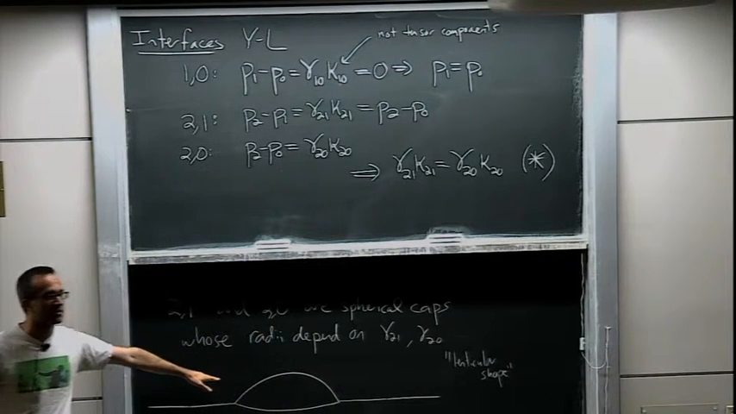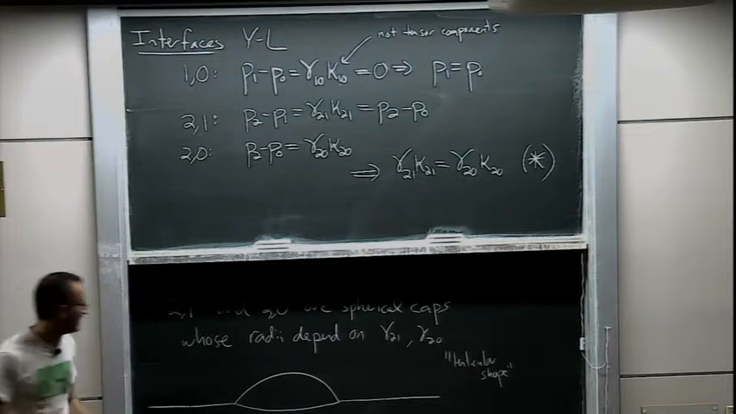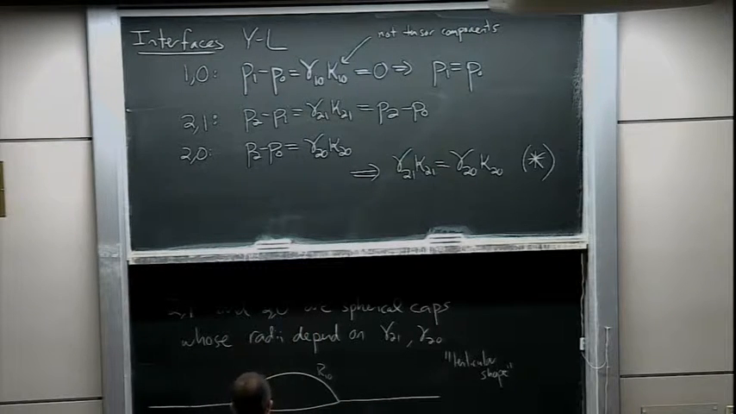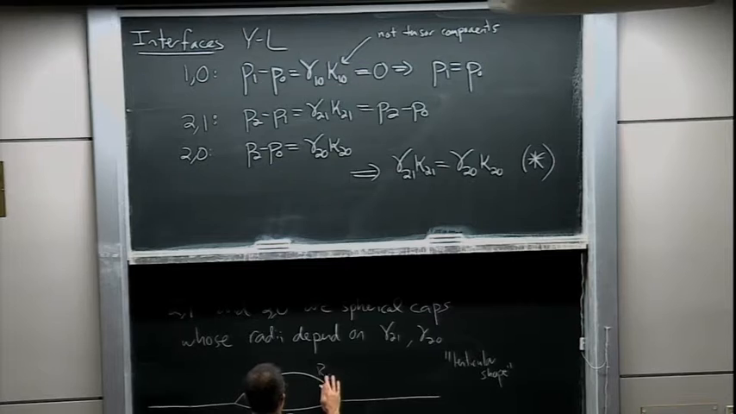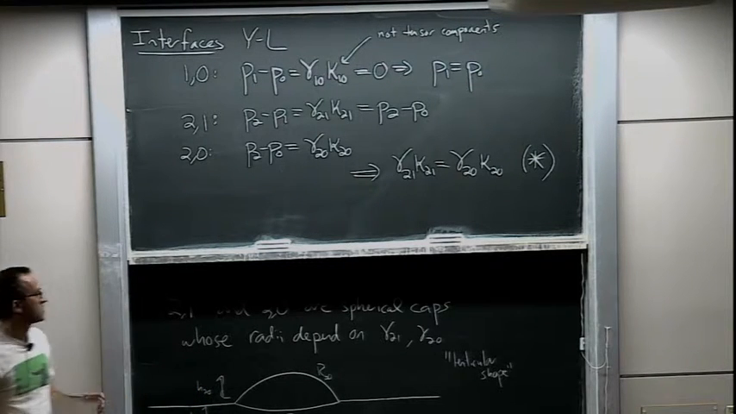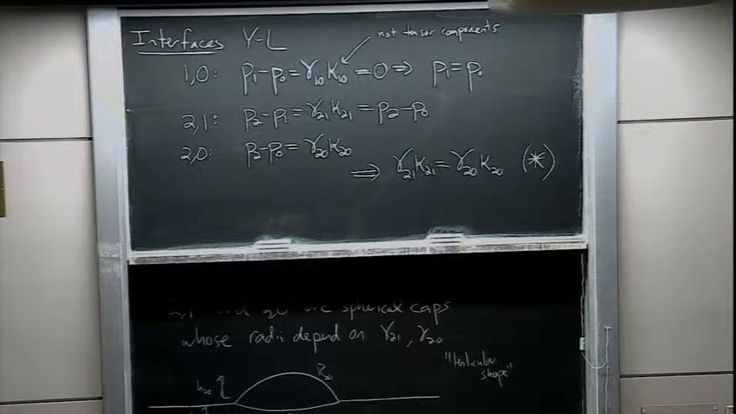How many degrees of freedom does this shape have? I heard 1. I heard 2. So I've got one radius, the radius of 2, 0. I've got the radius of 1, 2. And I also have the height of 2, 0 and the height of 1, 2. So I have 4 geometrical degrees of freedom. These are geometrical degrees of freedom, right? So if I say I have a lenticular shape, I have to specify 4 numbers to nail the shape.